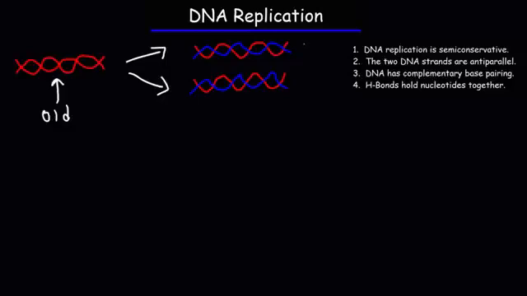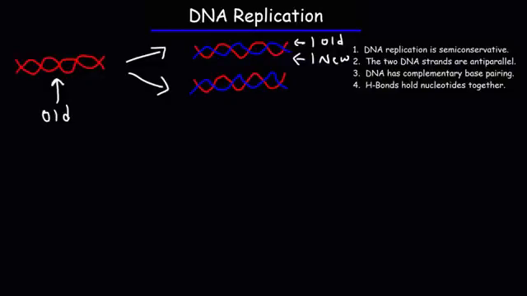In each new copy, we can see there's one red strand and one blue strand. So we have one old strand, that's the red one, and one new one, that's the blue one. Thus DNA replication is semi-conservative. Each new DNA molecule retains one original strand, and it has one new strand.